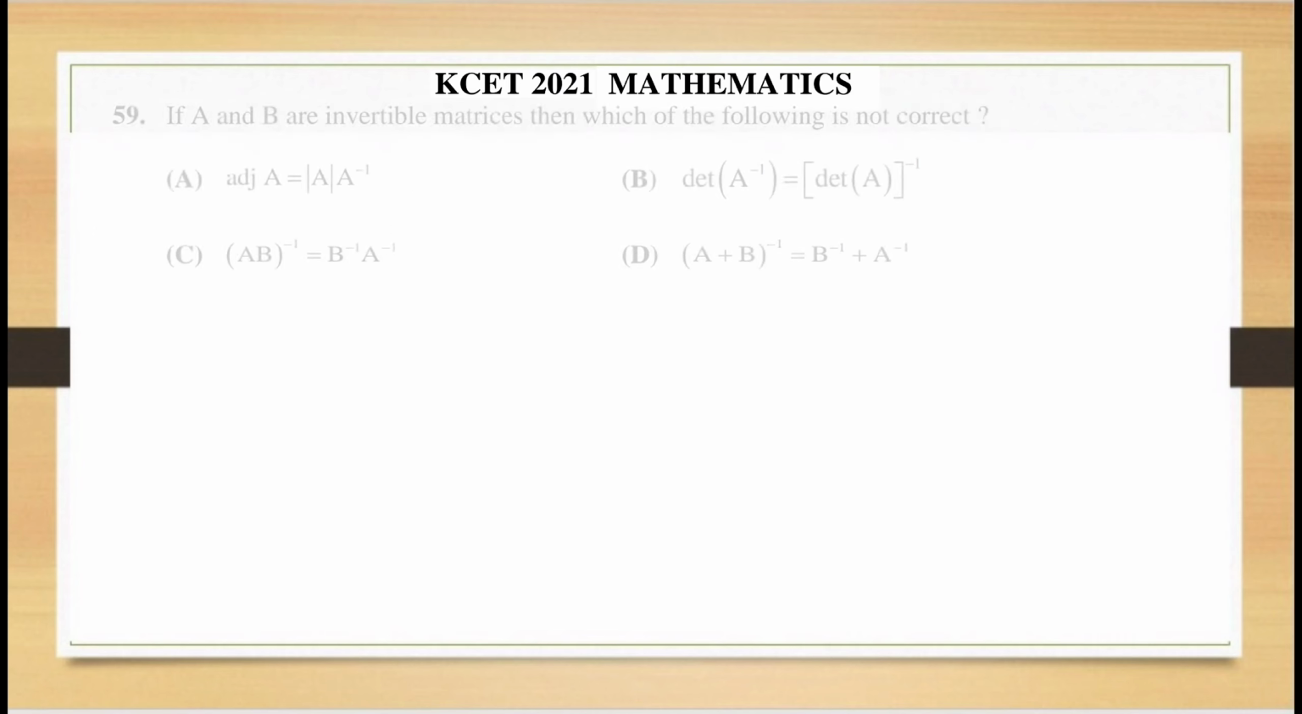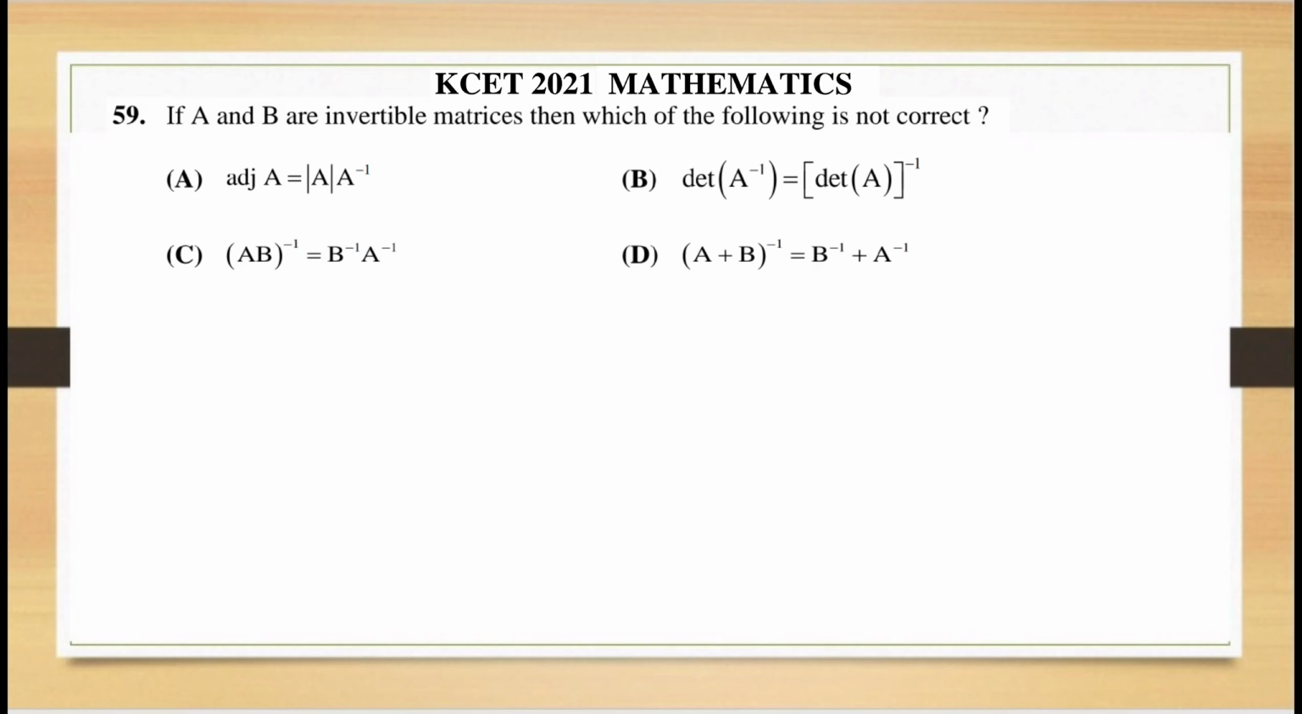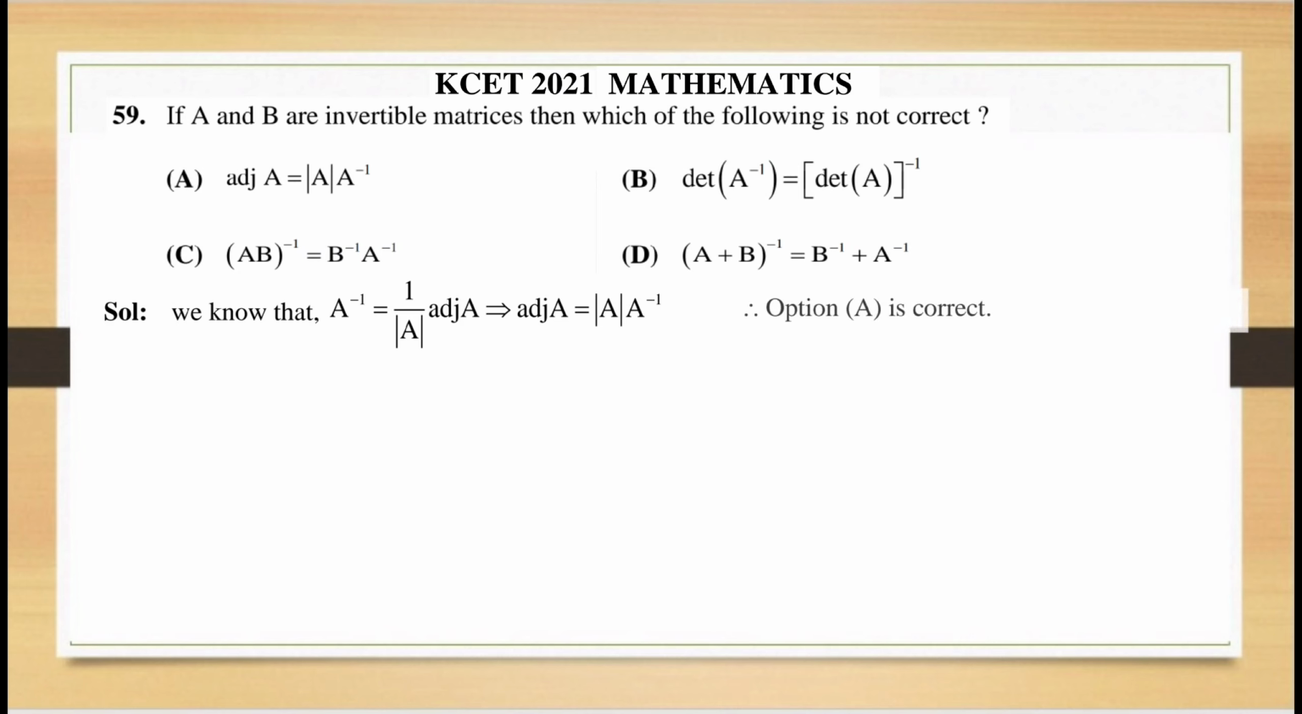59th question is, if A and B are invertible matrices, then which of the following is not correct? So we know that A inverse equals 1 by determinant A into adjoint of A, which implies adjoint of A equals determinant A into A inverse. Therefore option A is correct.